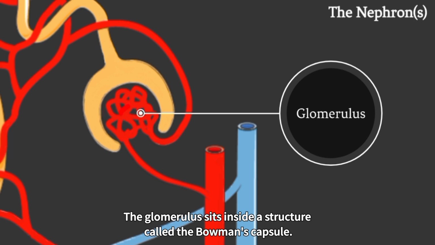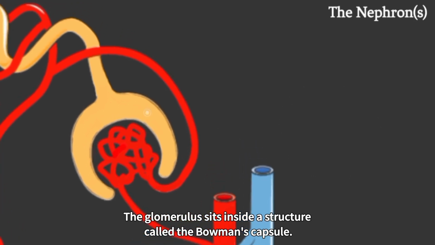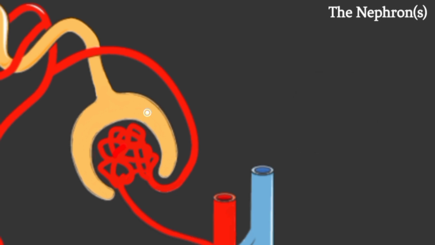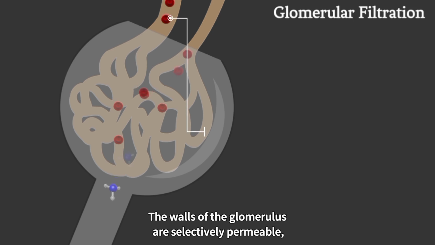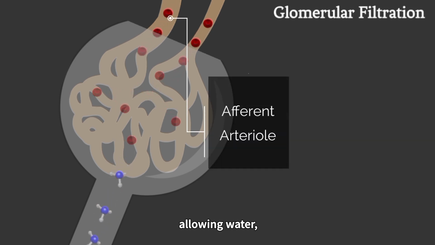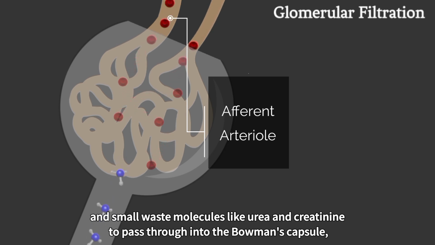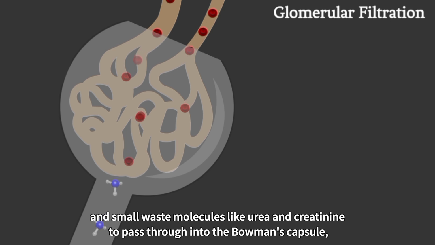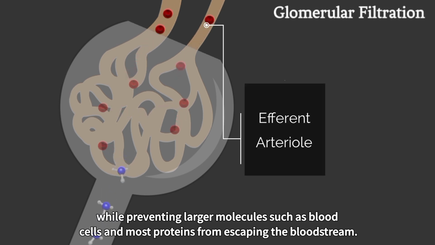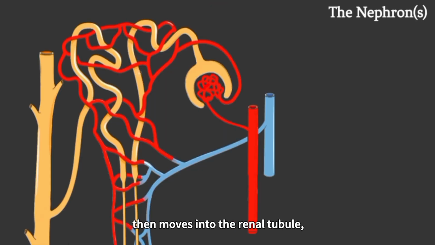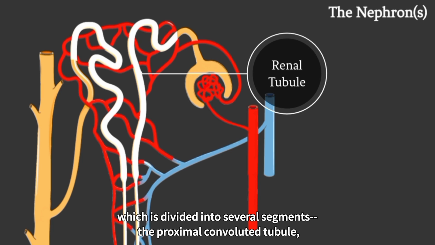The glomerulus sits inside a structure called the Bowman's capsule. This is where the first stage of filtration occurs. The walls of the glomerulus are selectively permeable, allowing water, electrolytes, glucose, amino acids, and small waste molecules like urea and creatinine to pass through into the Bowman's capsule, while preventing larger molecules such as blood cells and most proteins from escaping the bloodstream.